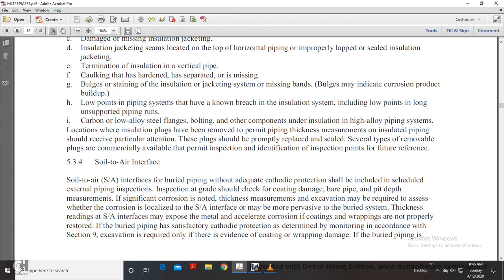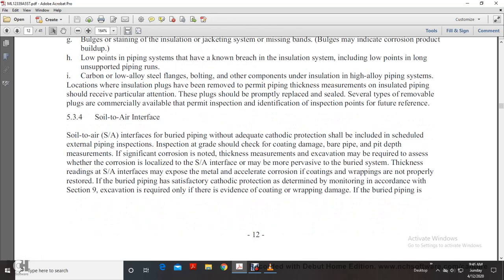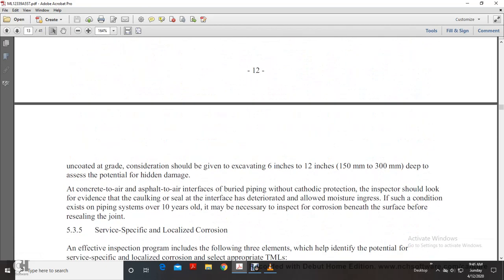Excavation may be required to access corrosion localized at the soil to air interface, which may be pervasive in buried systems. The soil to air interface may expose the metal and accelerate corrosion if coatings and wrappings are not properly restored. For buried piping with satisfactory cathodic protection as determined by monitoring in accordance with Section 9, excavation is required only if there is evidence of coating or wrapping damage and the buried pipe is uncoated. Consideration shall be given to excavating 6 to 12 inches deep to assess the potential for hidden damage.